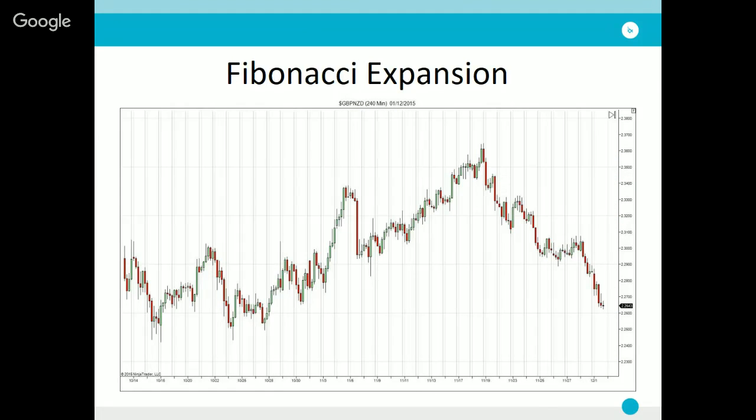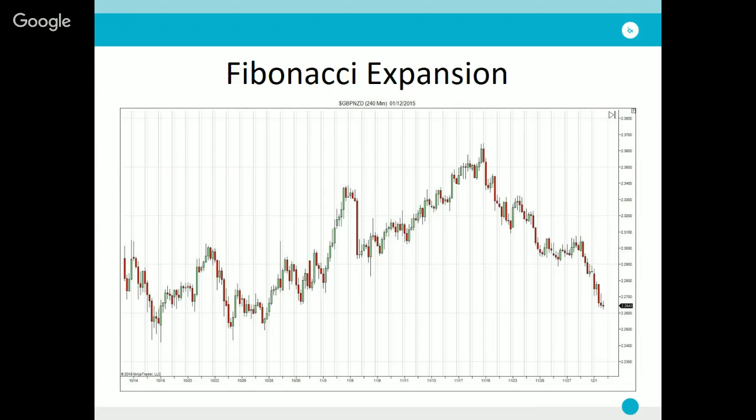Okay, so when we want to find a Fibonacci expansion level, we want to establish a swing in price and a subsequent correction, which we then look to fib. So we look to fib the initial swing as we normally would, but then we also include the correction in the measurement. Now, the tool that we use for this on NinjaTrader is actually called the Fibonacci extension, but don't confuse it with the extension we just looked at.